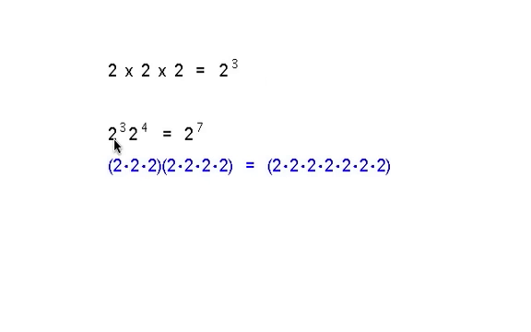And when you multiply powers of the same base, you add the exponents. So 2 to the 3rd means 2 times 2 times 2 times 4 more 2's, so a total of 7 2's. So if they're on the same line, the shortcut rule is that you add the exponents.